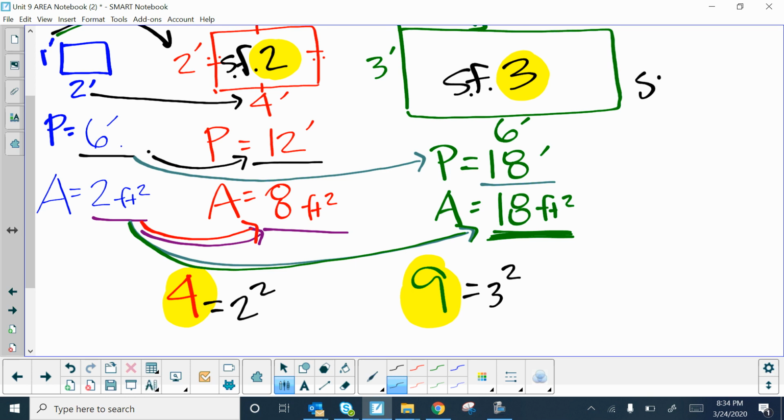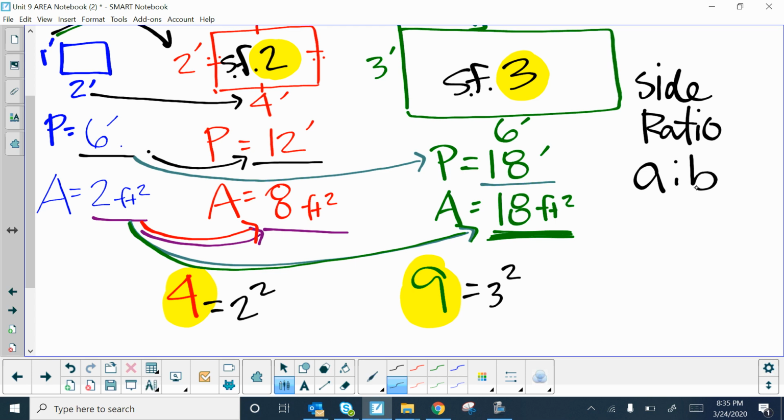Okay, so there's 3 ratios I want you to focus on. There's a side ratio, and that would be A to B. So the side ratio is going to be A to B. In this case, from the blue to the red, it was 1 to 2. And from the blue to the green was 1 to 3.